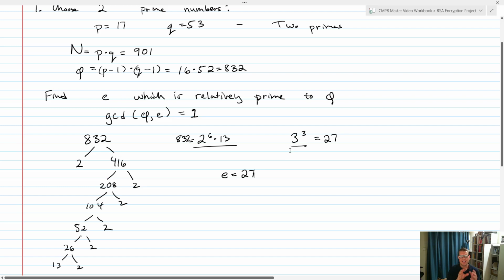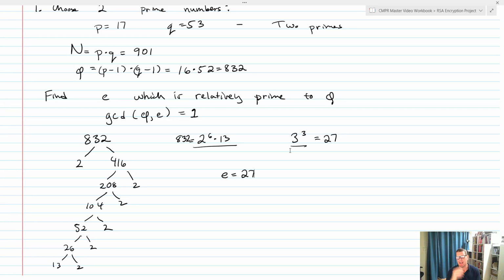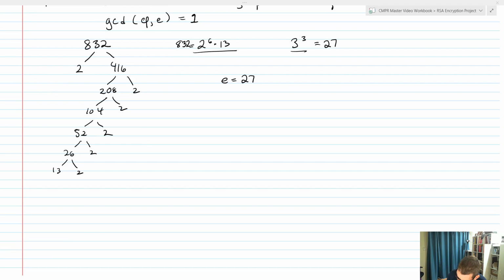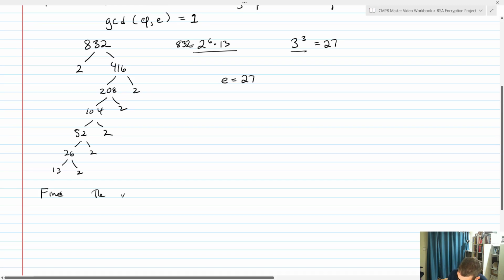All right, so that's how we're going to pick E. Generally, in order to pick E, I will create a prime factorization for phi, and then select a number that does not share any of the common factors with 832, or with phi in this case. Next up, we're going to find the multiplicative inverse of E mod phi, and we're going to call this D.